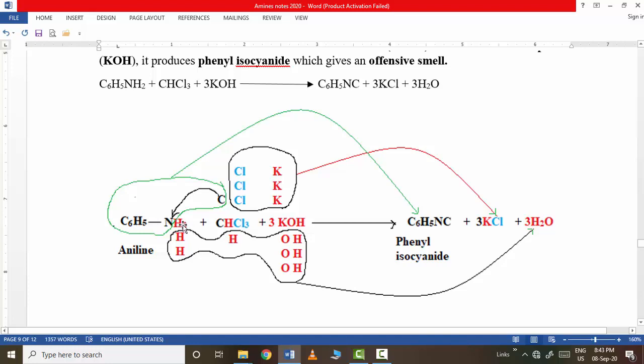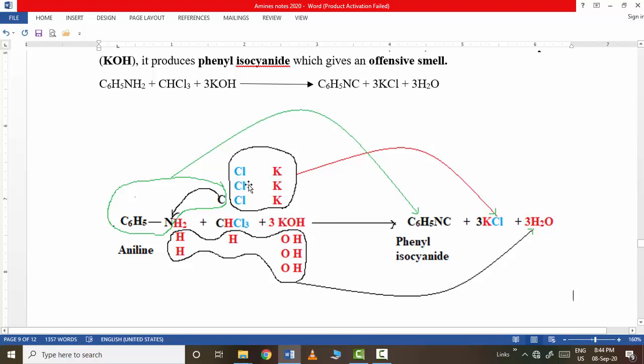C6H5NH2. So there are 2 hydrogen. I have split the 2 hydrogen. CHCl3, there are 3 chlorine. I have split the 3 chlorine, 1 carbon, 1 hydrogen separately. Then there are 3 molecules of potassium hydroxide. So 3 potassium means 3K, 3 potassium, 3 oxygen, 3 hydrogen. So 3 potassium I have split above, 3 oxygen below, 3 hydrogen below.